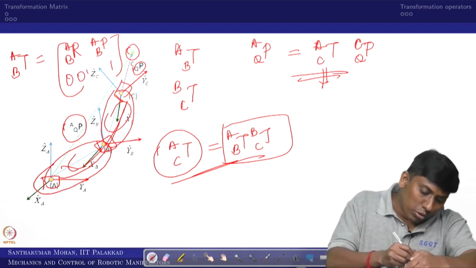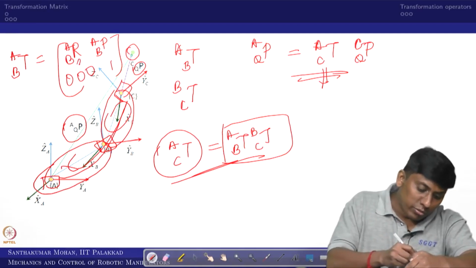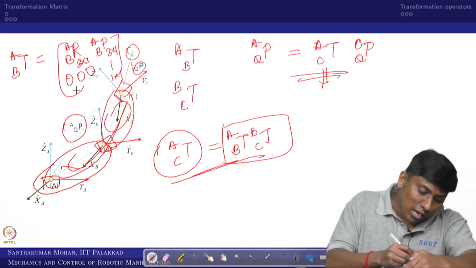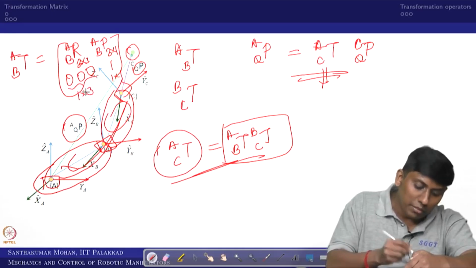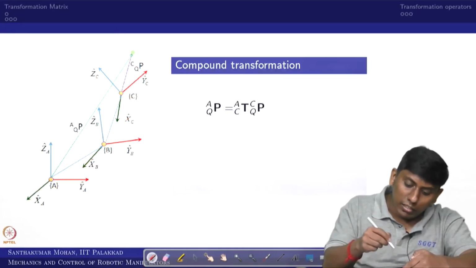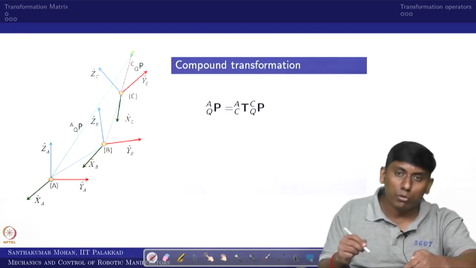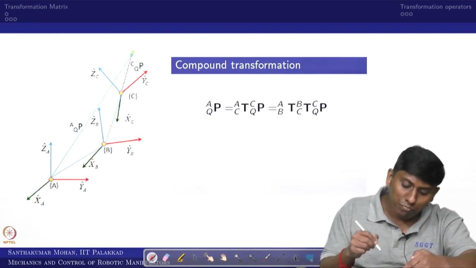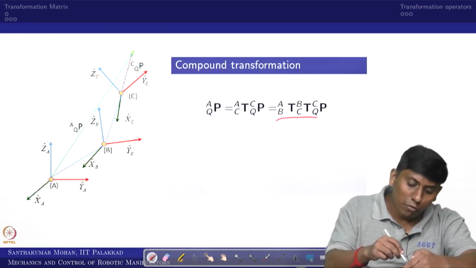So, this is what I want to say. This is actually 3 cross 3, and this is 3 cross 1, and this is 1 cross 1, and this entire thing is 1 cross 3. So, if I use that, what will I get? The rotational information, the compound rotation, can be written in this form, and this can be expanded in this form.